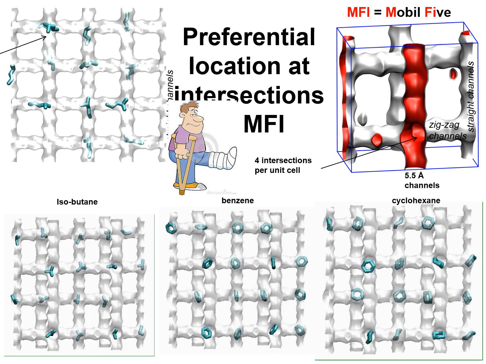We begin our discussions by considering the separation of hexane isomers, normal hexane, nC6, and 2-methylpentane using MFI zeolite. MFI stands for Mobil 5, and consists of a set of intersecting channels. This is one unit cell, and one unit cell has 4 intersection sites shown here. These are the intersection points. These are the zigzag channels. These are the straight channels, and the channel dimensions are 5.5 angstrom.